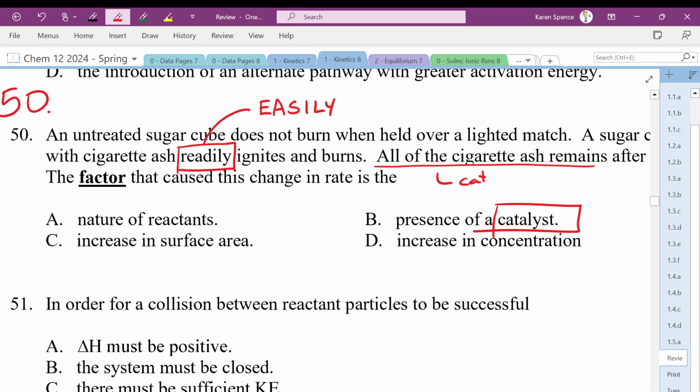Can it be a no? Because the reactant is still the sugar cube. Does that make sense? Yeah, cool.